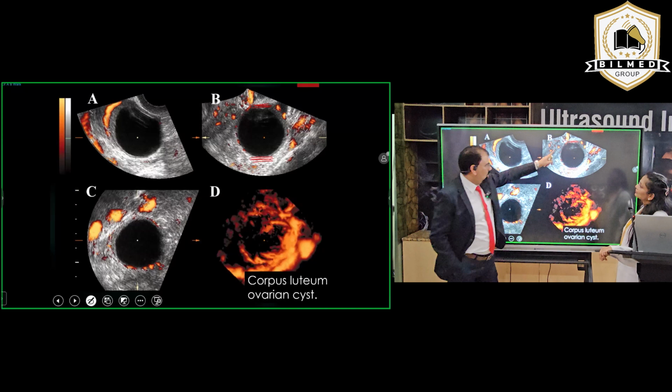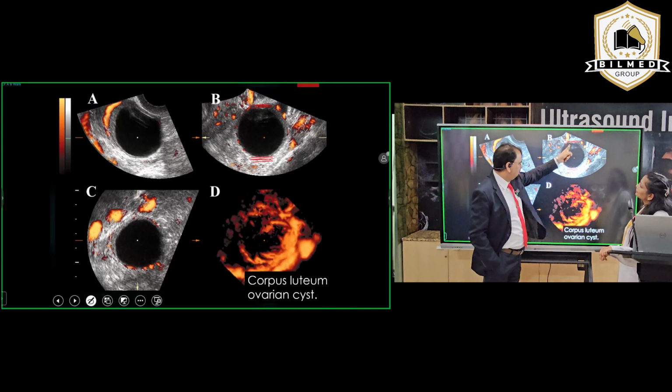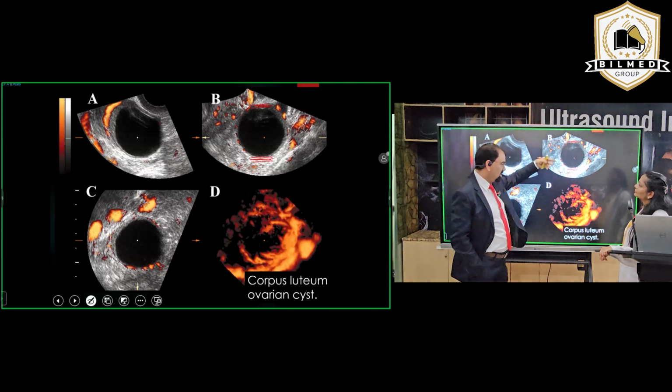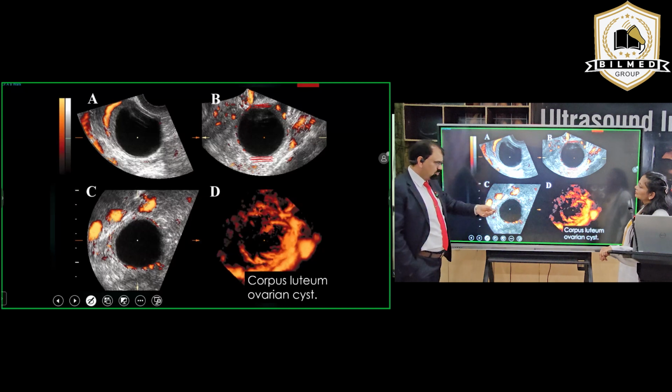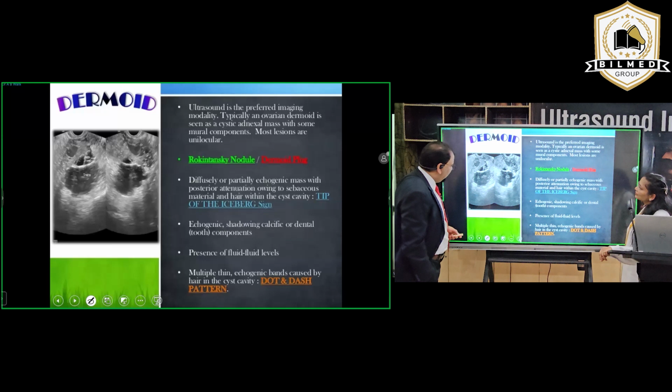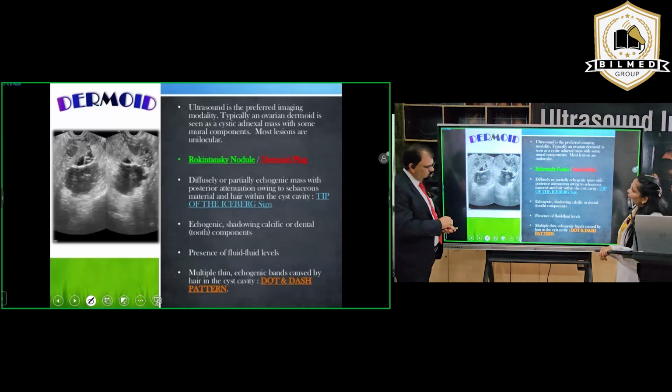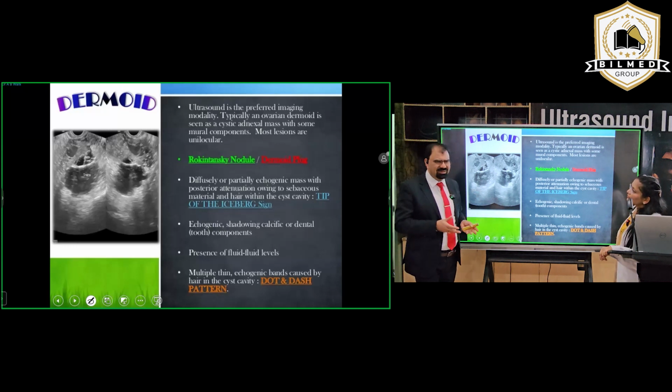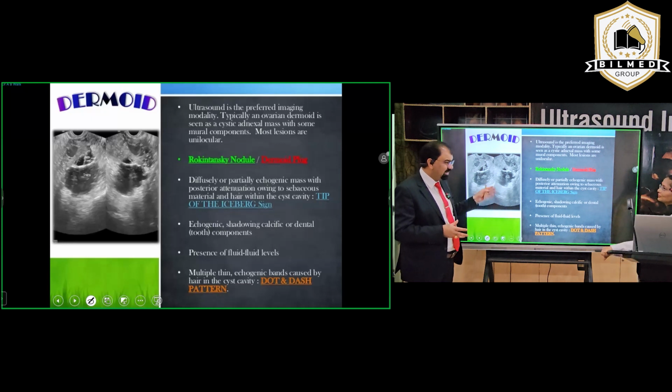So the top and the bottom will not show more color because of the angle of insonation. Now dermoid. Now see, this ovarian cyst topic itself on our server is approximately a 15 to 20 days course, so we cannot take the whole course over here.